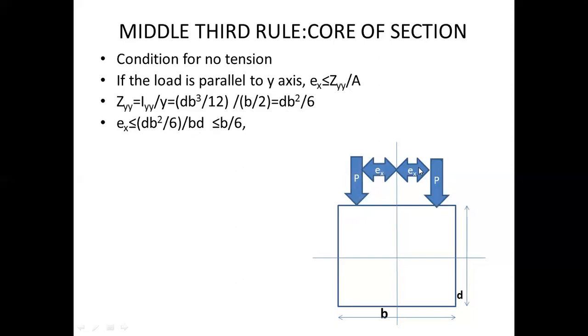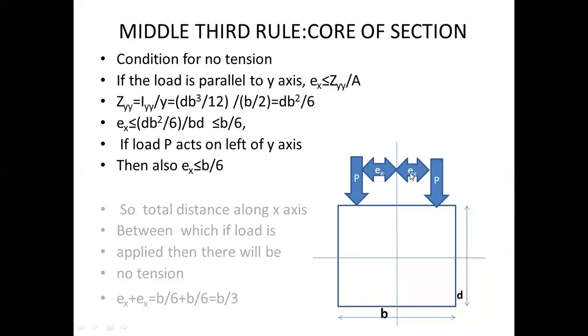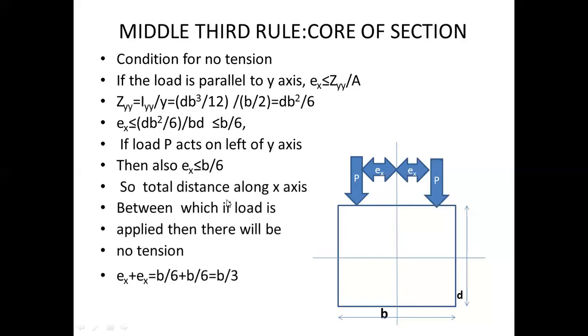See, again another load, if I put on the left side of the y-axis, and same Ex is the eccentricity, P is again acting as eccentric load, then similarly in exactly the same fashion I'll get Ex less or equal to B upon 6. So this distance is B upon 6, this is B upon 6. So the total distance along x-axis between which if load is applied, then there will be no tension in the column. So this total distance, Ex plus Ex, is B upon 3.